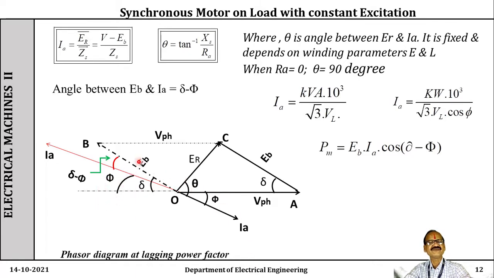So what is the angle between E_b and I_A? E_b and I_A is shown by the green color, that is δ minus φ. This may be φ minus δ, no matter. And therefore, the mechanical power developed in the armature, P_m equal to E_b into I_A into cosine of the angle between them, that is cos of (δ minus φ). Okay.